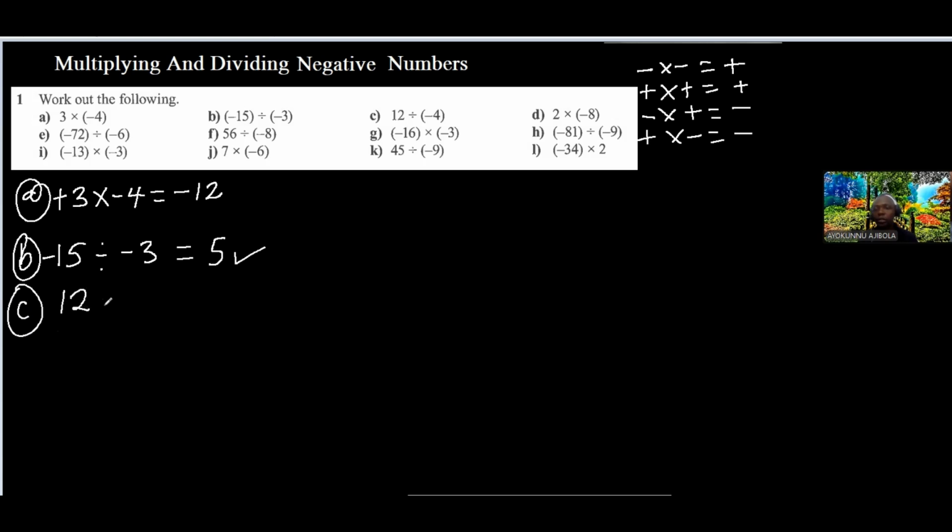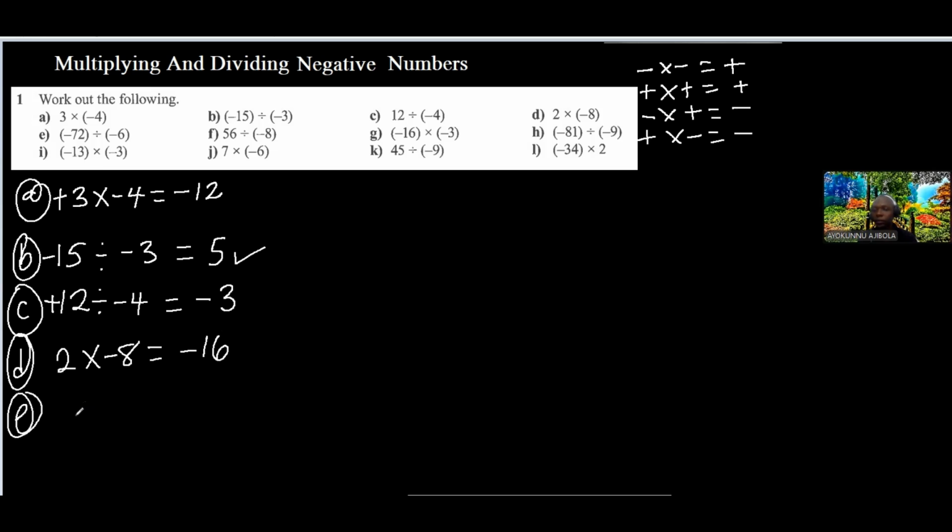So we have 12 divided by negative 4. The one on the left does not have any negative, so the negative will remain, okay? So we have 12 divided by 4, that is 3, so negative 3. And because this is positive, so negative remains. Then B, we have 2 times negative 8. So this is going to be, because this is positive, so we have negative 16.